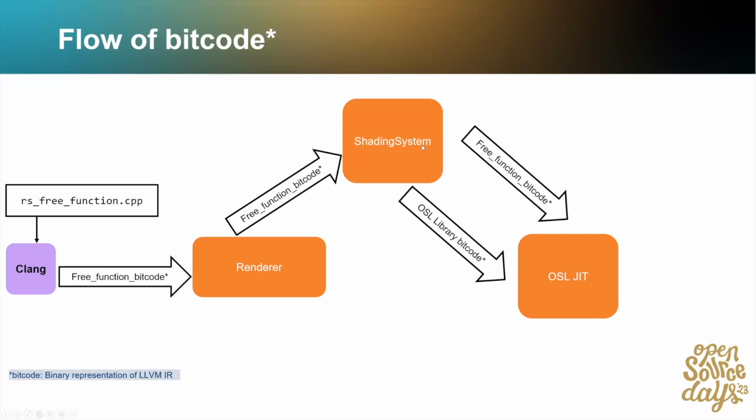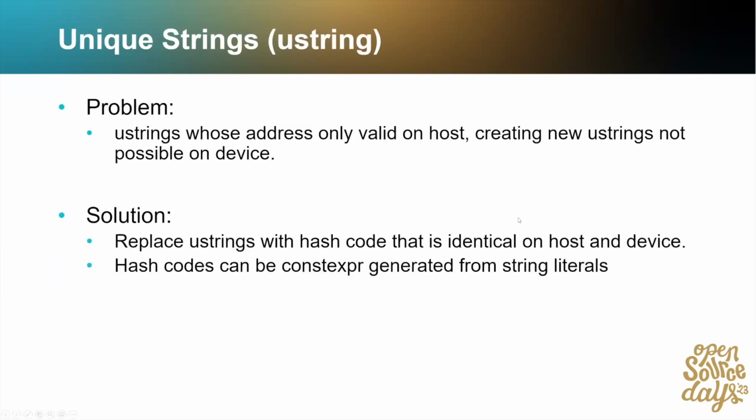The big deal here is OSL is already producing the shader in LLVM IR, but now it would be combining it along with OSL library bitcode along with the renderer's free function bitcode. It'll have that all together to fully optimize. So we'll be able to do full inlining and a lot of other optimizations with compile time constants and dead code elimination that wouldn't have been possible previously.